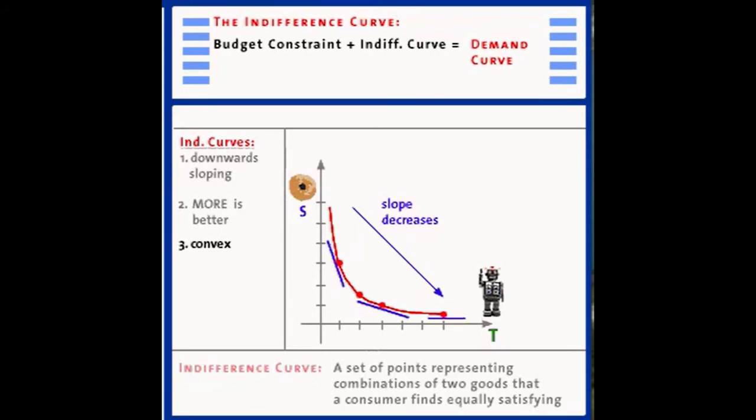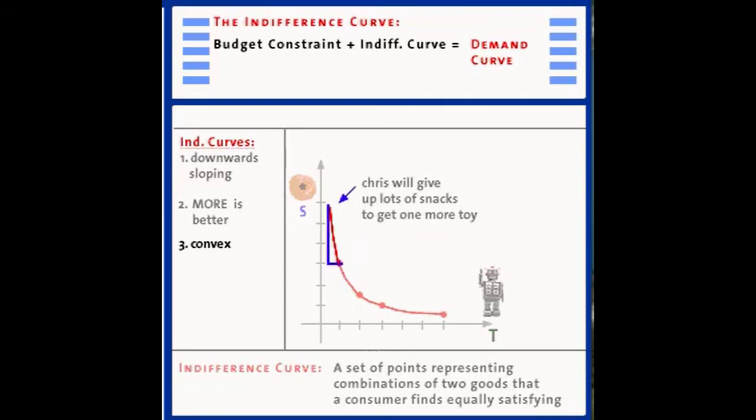Notice that when you're way, way up here, whenever Chris has a lot of snacks and very few toys, the curve is steep. That means if we take away a lot of Chris's snacks, we only have to give him a few toys to compensate. Or to put it another way, if we take away one of his precious toys way up here, we have to get him a whole lot of snacks to leave him as happy as he was before. Just one toy less means a whole lot more snacks to leave him at the same level of satisfaction.